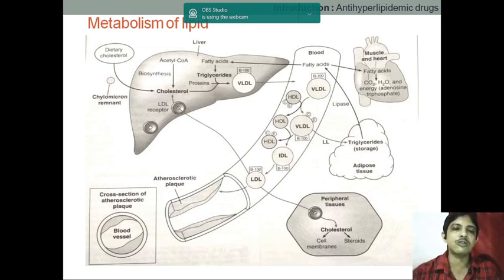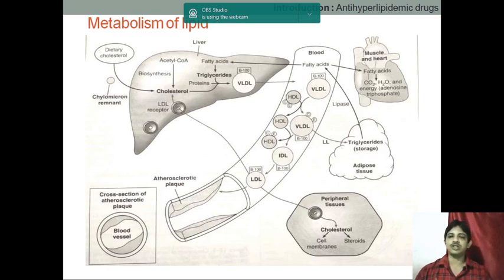Now, if we look at this atherosclerotic plaque, what can we observe? We discussed this in the last classes also, in the case of angina pectoris, whenever we talked about the atherosclerotic plaque. So this LDL is important. LDL transports cholesterol to the peripheral tissue for incorporation into the cell membrane and steroids.